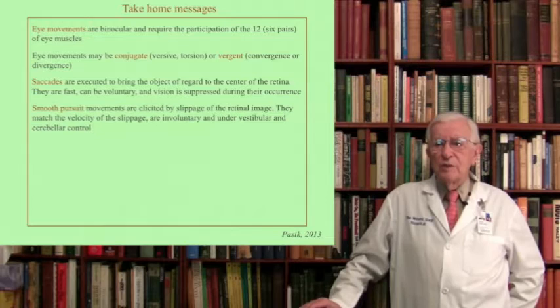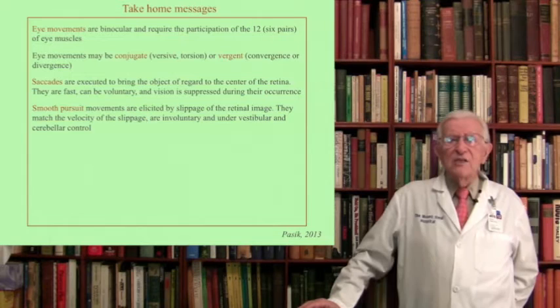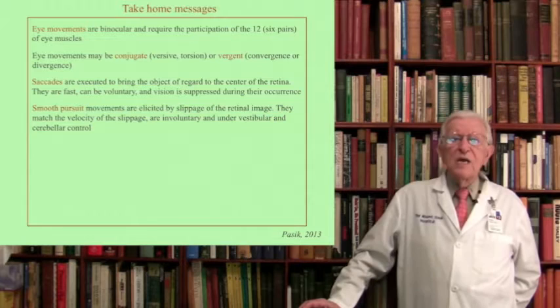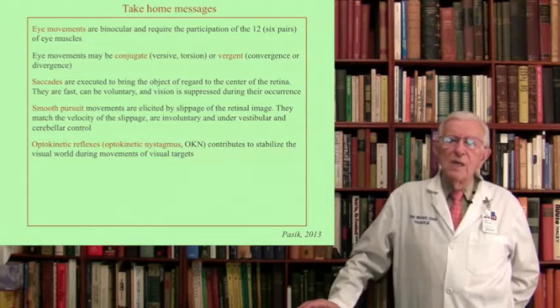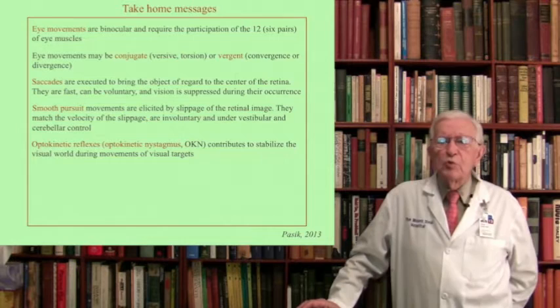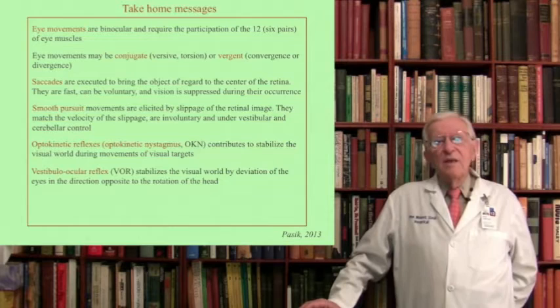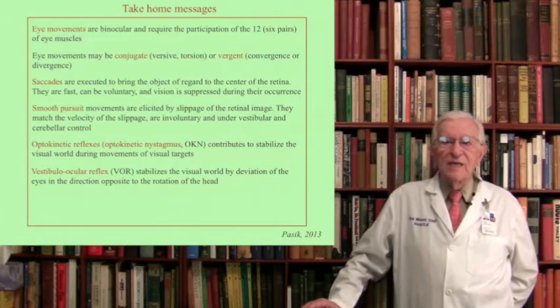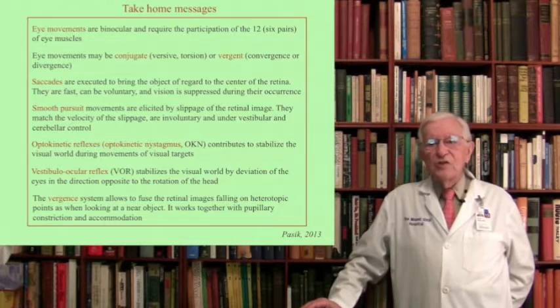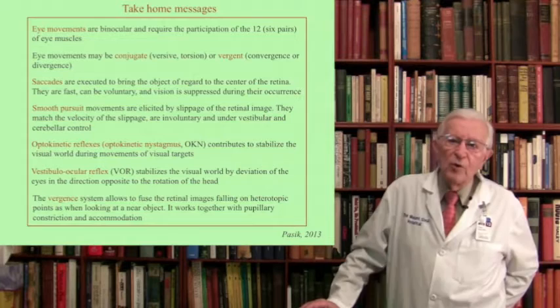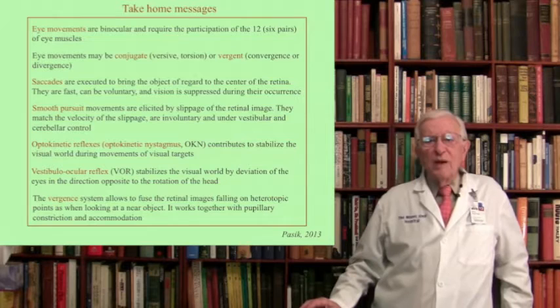Smooth pursuit eye movements are elicited by slippage of the retinal image. They match more or less the velocity of the slippage, are involuntary and under vestibular and cerebellar control. Optokinetic reflexes, one of them is optokinetic nystagmus, contribute to stabilize the visual world during movements of visual images. The vestibular ocular reflex stabilizes also the visual world by deviation of the eyes in the direction opposite to the rotation of the head. The vergence system allows to fuse the images falling on heterotopic points, as when looking at a near object; it works together with pupillary constriction and accommodation.